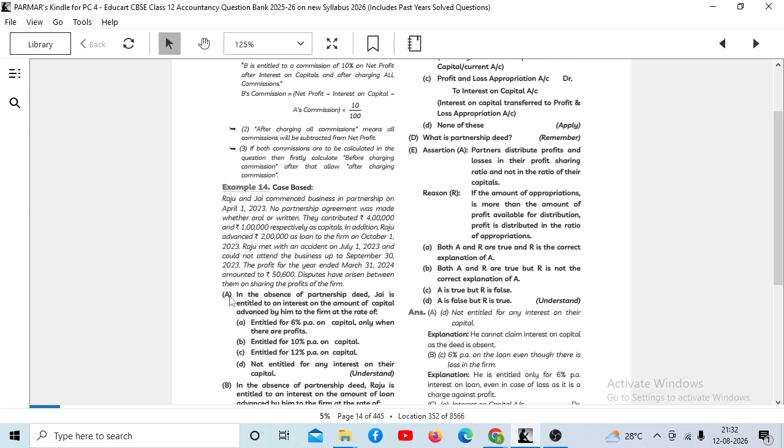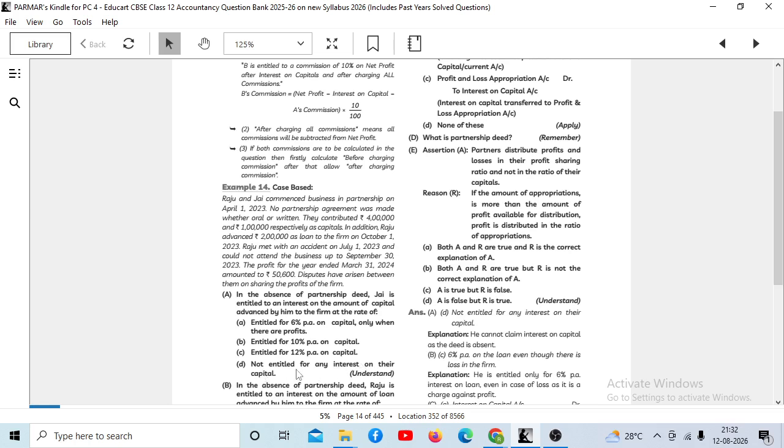Now the question is, in the absence of partnership deed, Jay is entitled to an interest on the amount of capital advanced by him to the firm at the rate of. Now here there are four options. The first option is entitled to 6% per annum on capital only when there are profits. B is entitled to 10% per annum on capital, C is entitled to 12% per annum on capital, and D is not entitled to any interest on their capital.